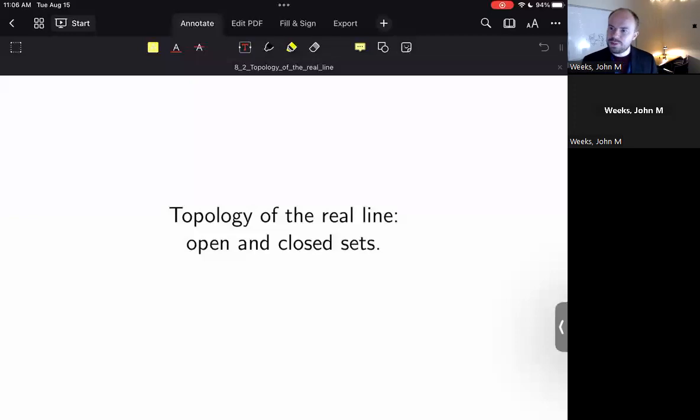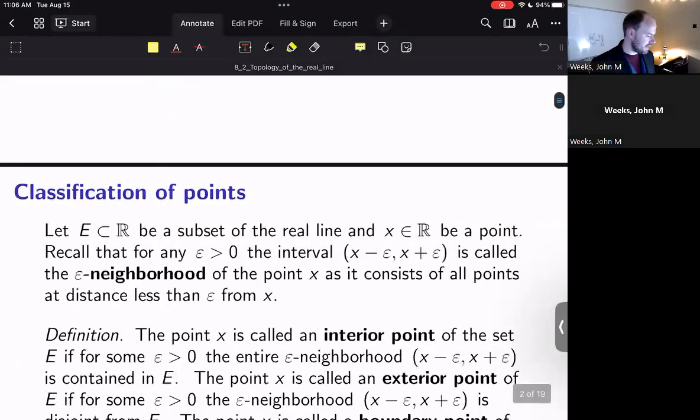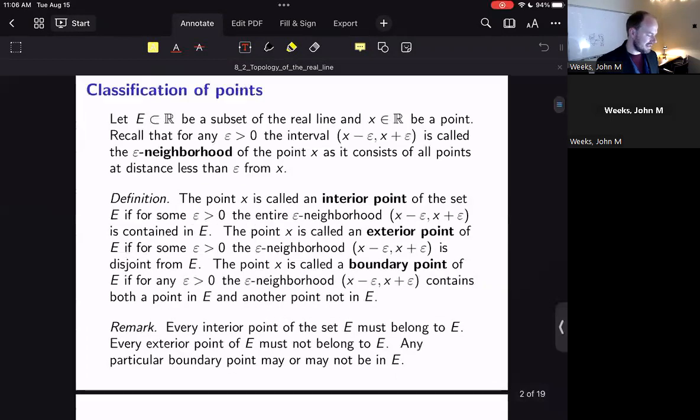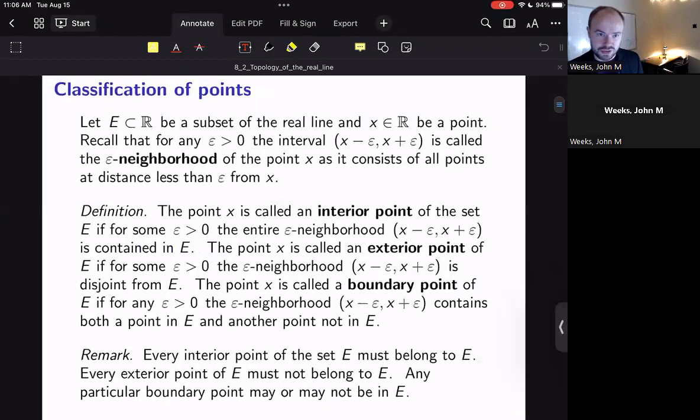But let's go ahead and get a little bit of an introduction to topology of the real line. Let's go ahead and be drawing some pictures here. You're going to see that I have a lot of blank slides so that I can draw a lot of pictures as we begin discussing topology here in this context.